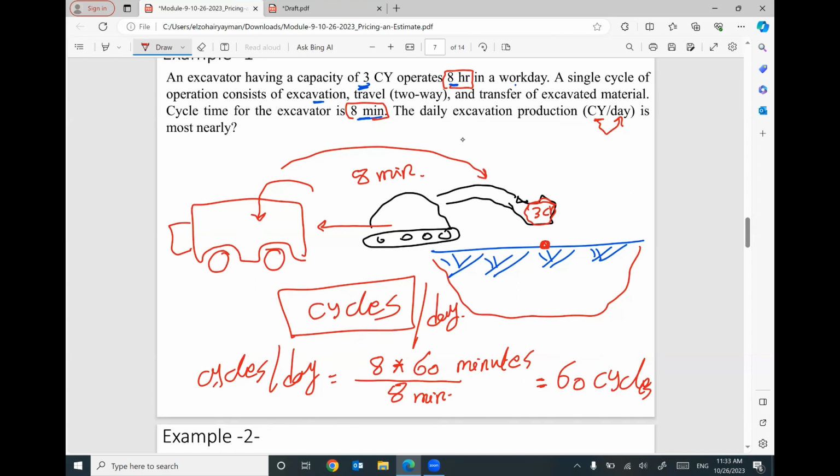Each cycle can excavate 3 cubic yards. So the productivity of this excavator in cubic yards per day will equal 3 cubic yards for one cycle times 60 cycles per day. The total is 180 cubic yards per day. So this excavator can excavate 180 cubic yards per day. This is just a simple example of how to calculate the productivity rate of an equipment.